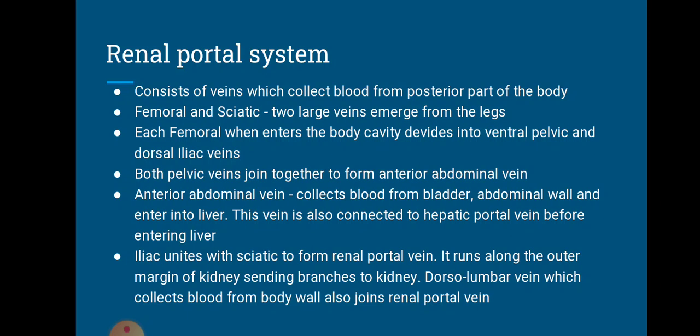Also, while this is running through the outer margin of the kidney, another vein is joined to this renal portal vein, that is the dorsolumbar vein. This dorsolumbar vein collects blood from the body wall. So from the hind limbs and from the body wall, blood is drained into the kidney. And from the kidney, the blood is drained into the postcaval vein through the renal veins that we have discussed earlier.